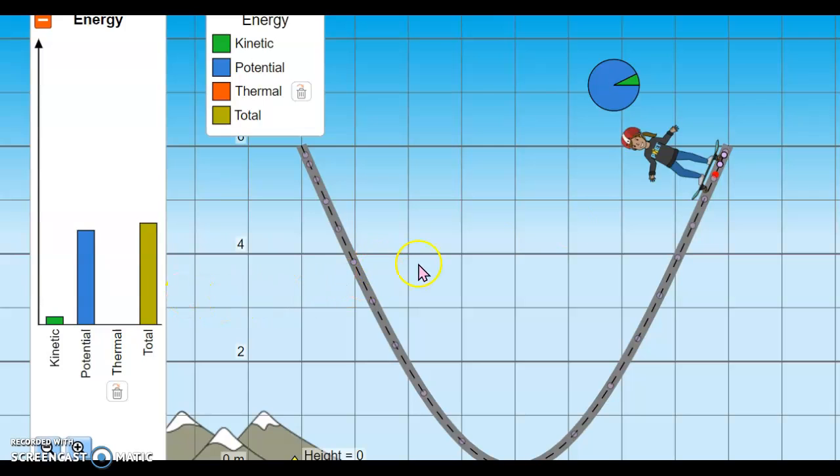So this is now a very good example of the conservation of energy. Energy is not created nor destroyed, but it is converted or transformed from one form to another. In this case, kinetic and potential are just being transformed from one to another, or from kinetic to potential, and vice versa, or potential to kinetic. Yet the total amount of energy is still the same.